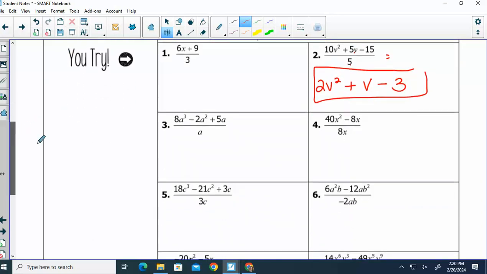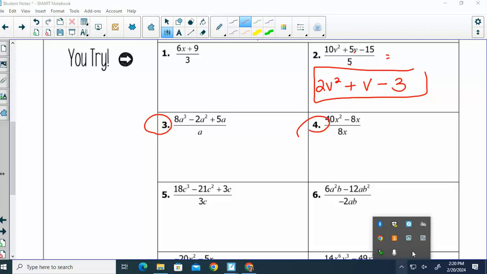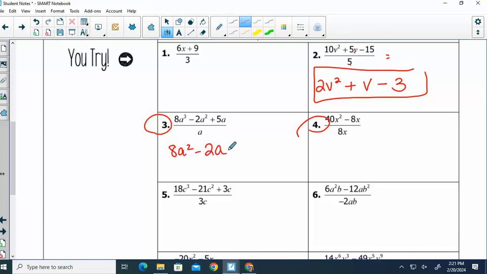I want you guys to try 3 and 4. All right, so a to the 3rd divided by a squared, minus 2a plus 5. Perfect. And this one, 40x squared divided by 8x is 5x. Minus 8x divided by 8x will be 1.